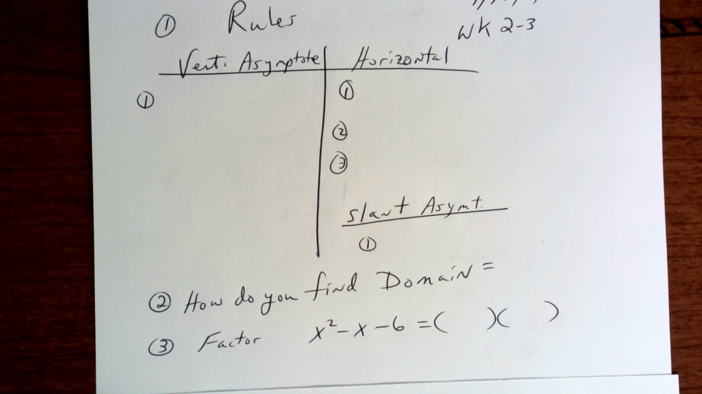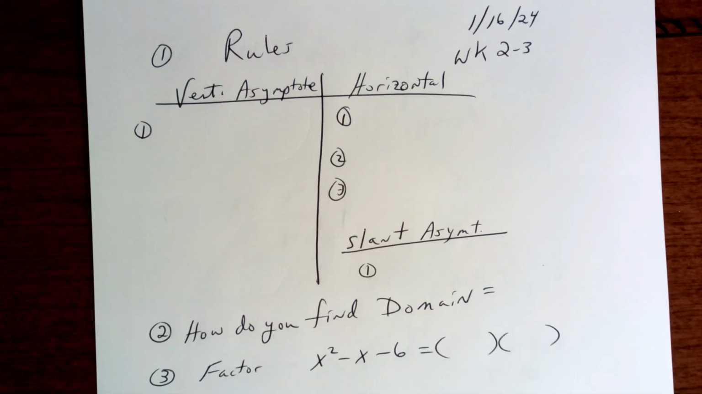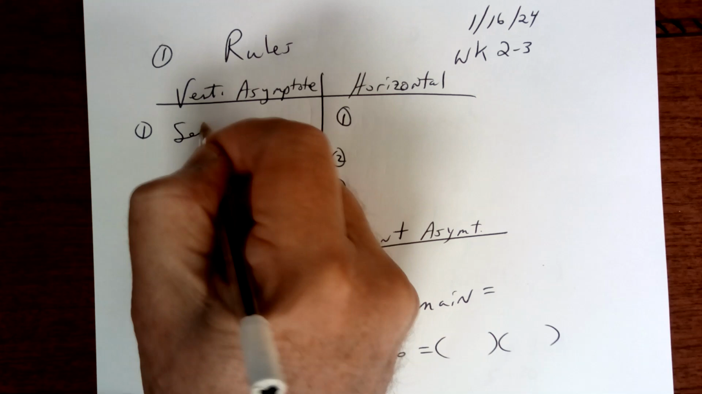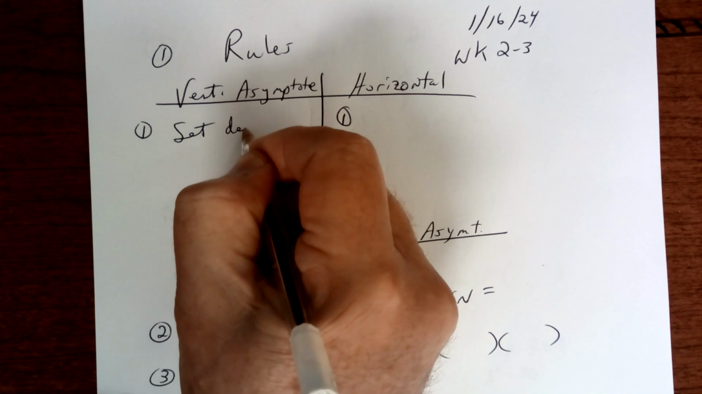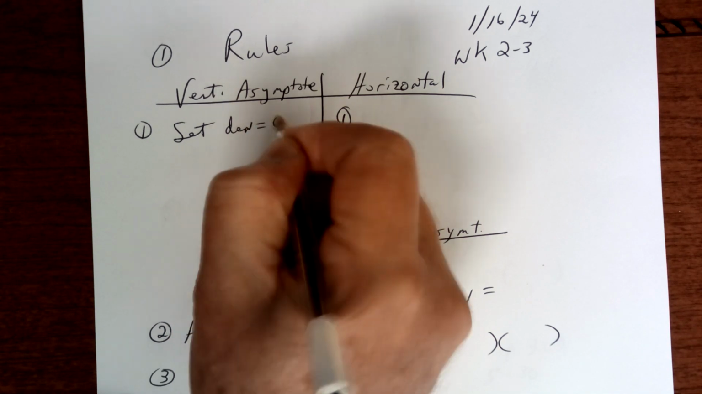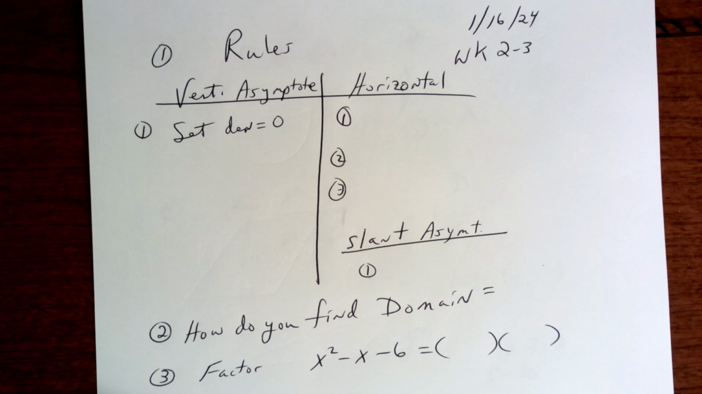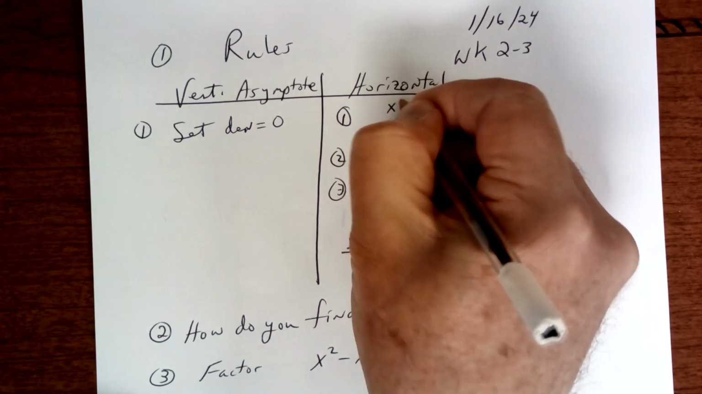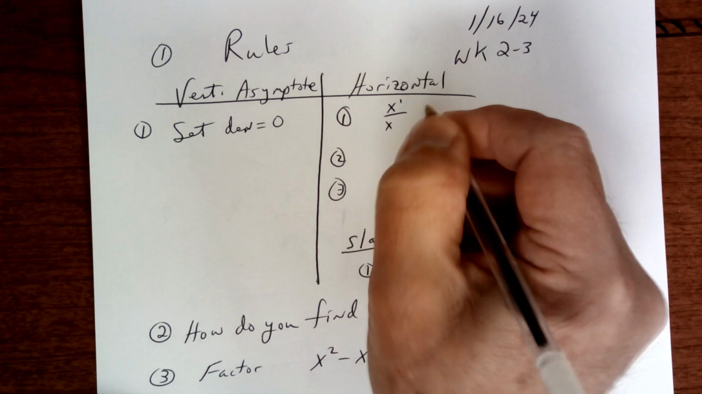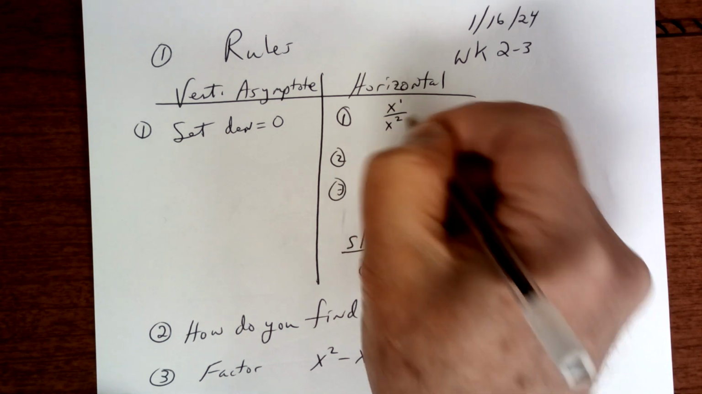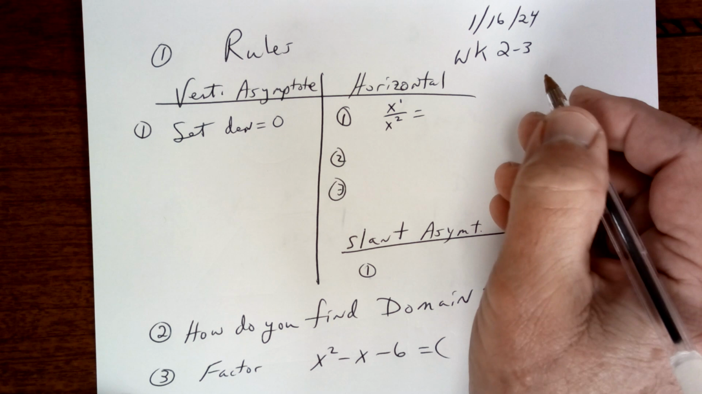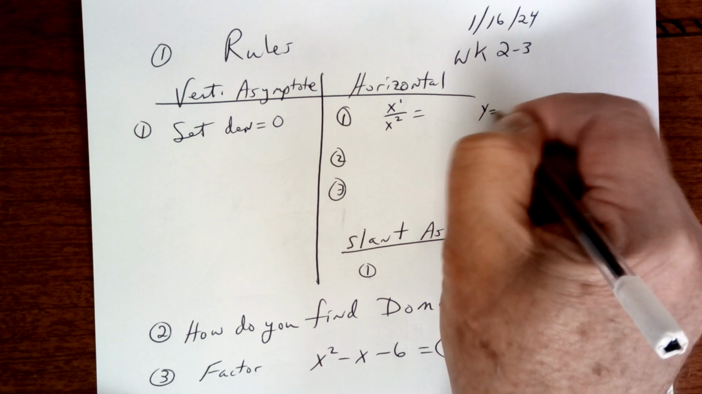So let's talk about the rules here. Okay, we're in week 2-3. The rules for the vertical asymptote, you're going to set the denominator equal to 0. For the horizontal, if the top exponent is smaller than the bottom exponent, then by default, it's going to be y equals 0, the horizontal asymptote.